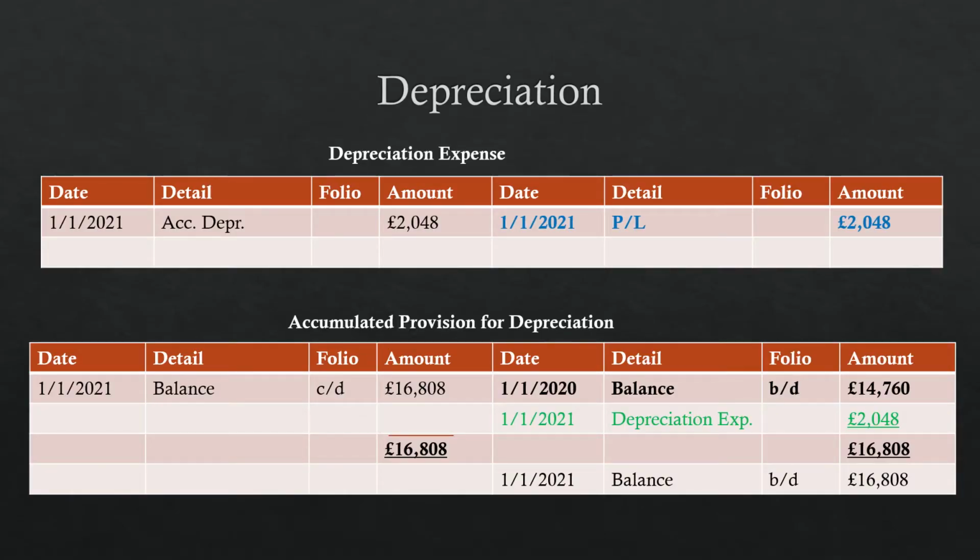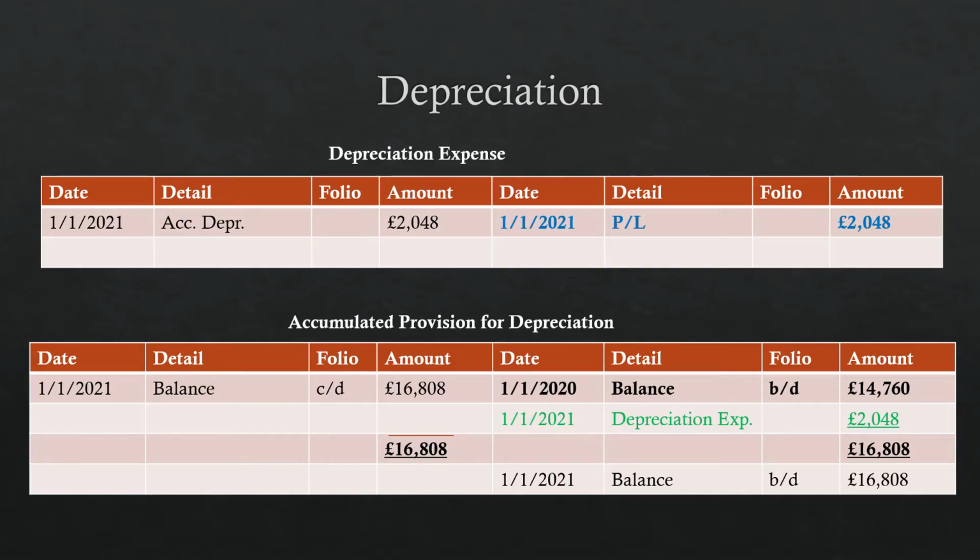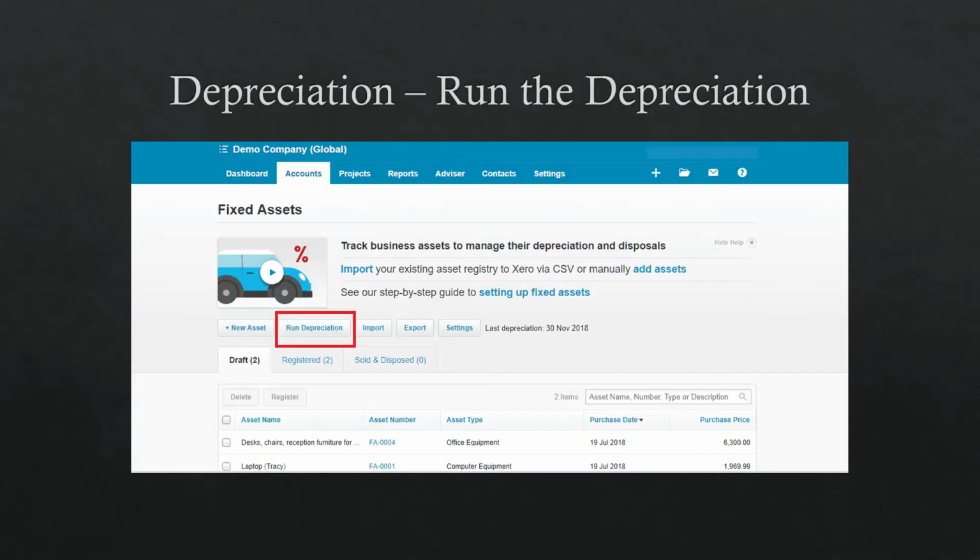So the 2,048, which is the last depreciation in year 5, is on the debit side of the depreciation expense account, and we have it in accumulated depreciation on the credit side. Now it is important to note as well that we had depreciation from the previous period of 14,760, and if we add the 2,048 to it, the aggregate gives us 16,808, which is the aggregate depreciation for the period to date.